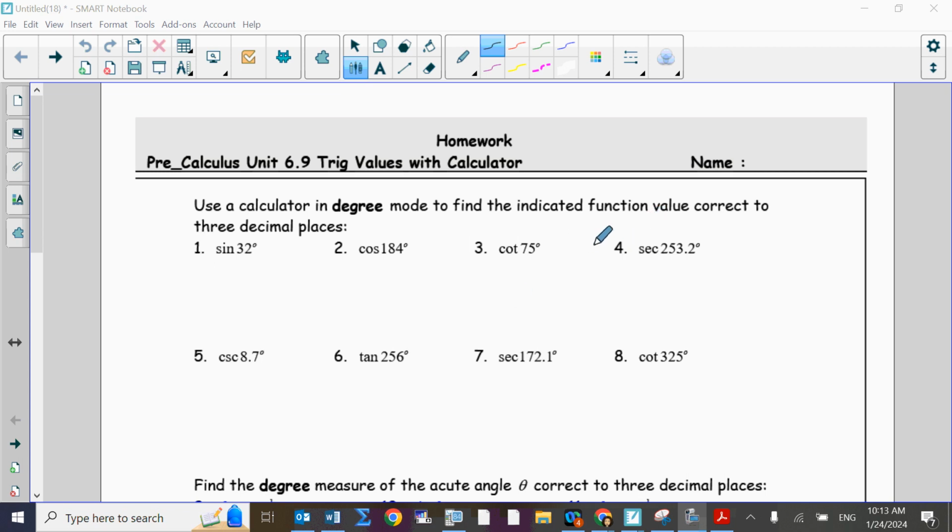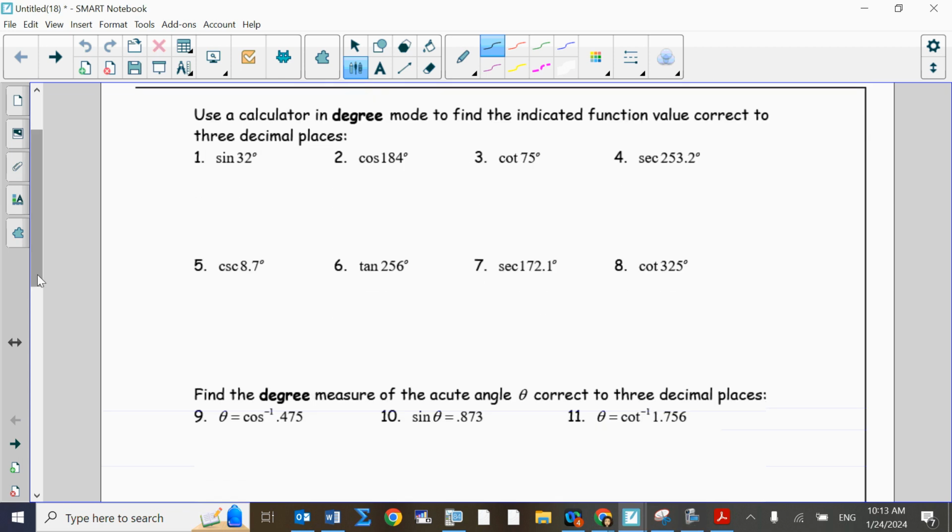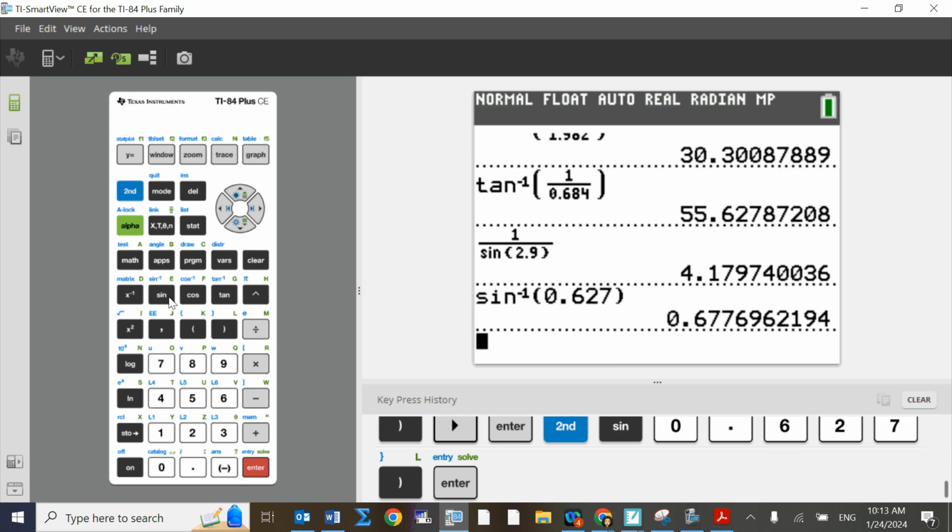Hello everyone, let's work on some of the questions of the homework for finding trig values with calculator. I'm going to do some of the questions for you. Sine of 32. This one is really easy because you already have this function on the calculator, sine.